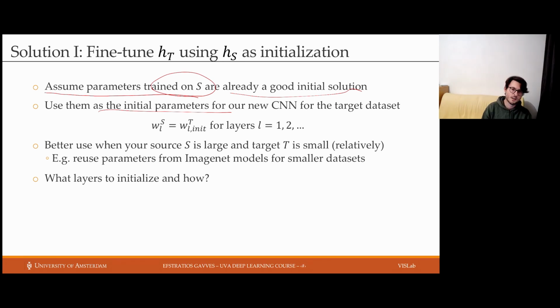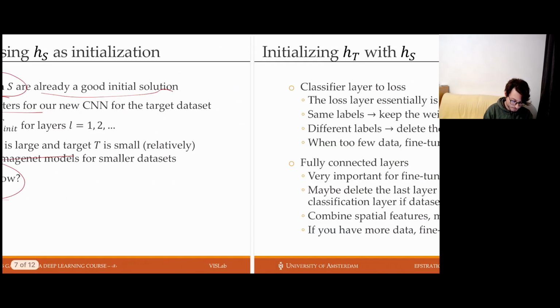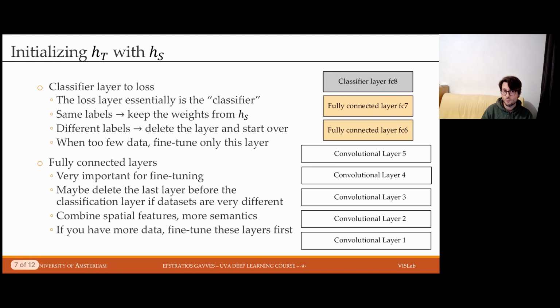We don't have to initialize all the layers. This is a choice that we can make. This is a good choice if your source dataset is very large and your target dataset is small, but relatively small, so not too small. And of course, a big question is which layers to initialize and how. We group the layers in a ConvNet in four groups. The first one is the classifier layer, to the loss.